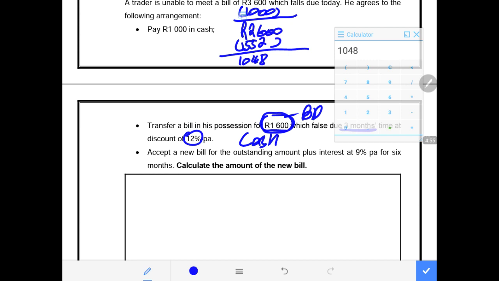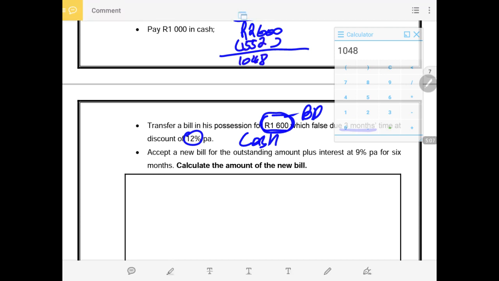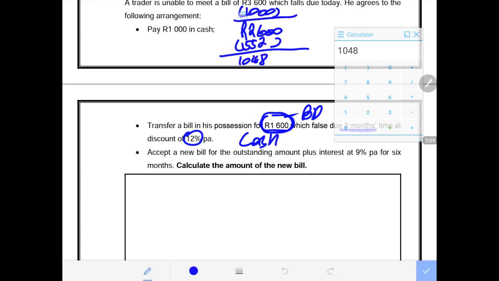So now because he still owes this 1,048 rand, the question is, how is he going to pay? Where is he going to get the 1,048 rand? Now that will be the next stage, where the next bullet point says he accepts a new bill for the outstanding amount plus interest at 9% per annum. And again they say plus interest, meaning out of the amount that is owing we need to add interest.